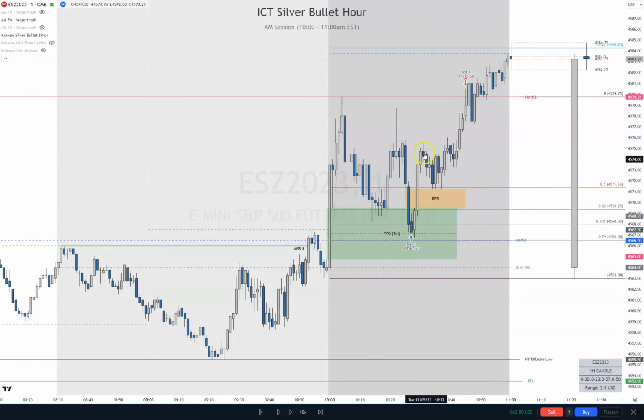Price left, leaving behind a balanced price range. Why is it a balanced price range? We got a fair value gap and an overlapping fair value gap. So the overlapping part is the balanced price range, and look how price respects it to the tick. There's no reason to go in here. It's balanced, so the algorithm has no reason to come in here. And then it hits our TP target up here at PM buy side. So that is your AM Silver Bullet for Tuesday, December 5th, using the Kraken Silver Bullet Pro indicator.